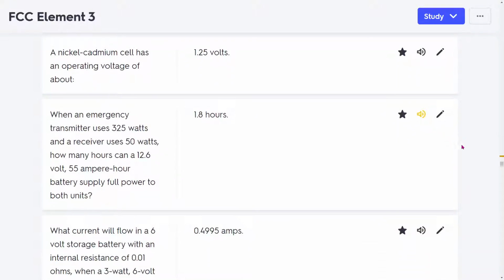When an emergency transmitter uses 325 watts and a receiver uses 50 watts, how many hours can a 12.6 volt 55 ampere hour battery supply full power to both units? 1.8 hours.